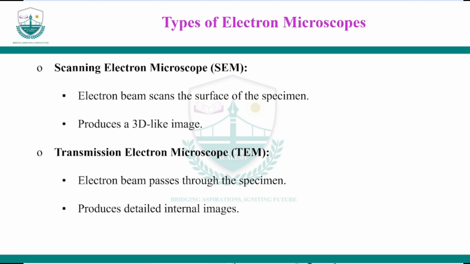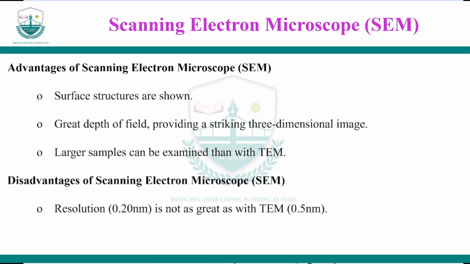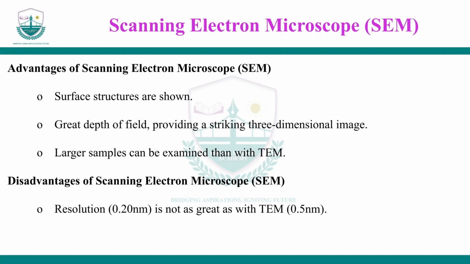Let's now look closer at the scanning electron microscope. It excels at showing surface structures and gives a 3D impression. It allows for larger samples to be viewed compared to TEM. However, its resolution, 0.2 nm, is not as high as TEM's, 0.5 nm. So SEM is great when you want to explore surface textures, like the outer shell of pollen grains or the skin of an insect.